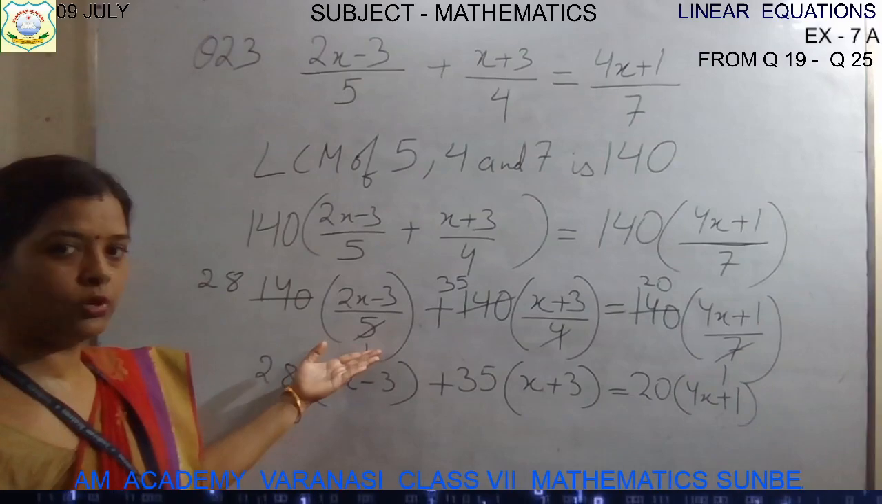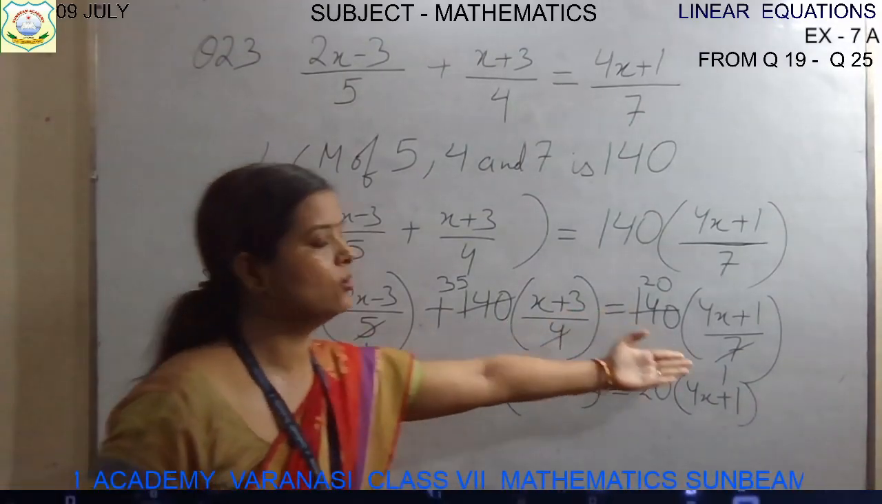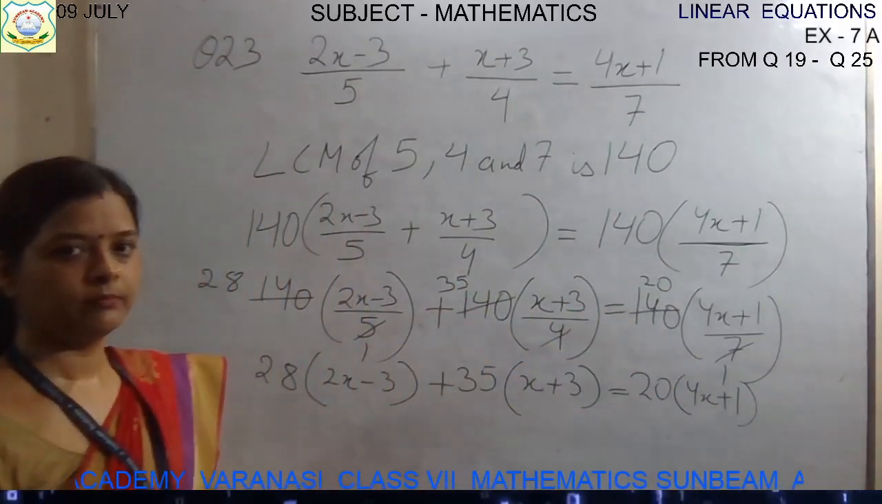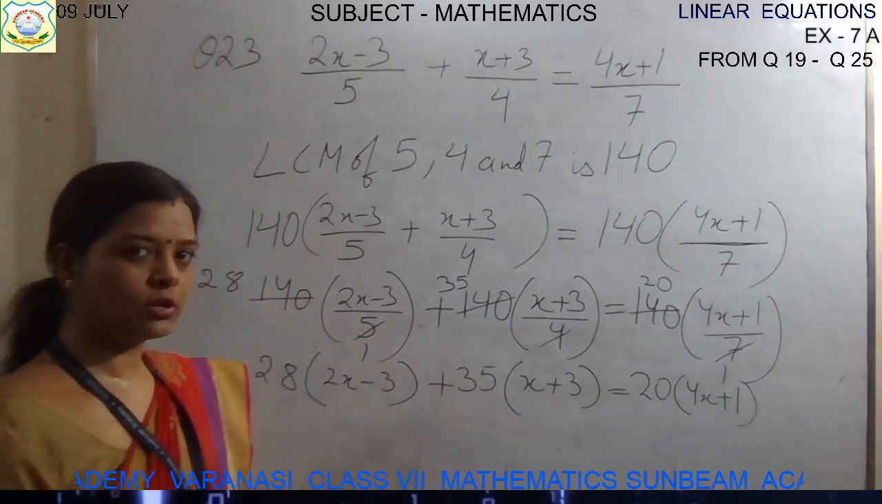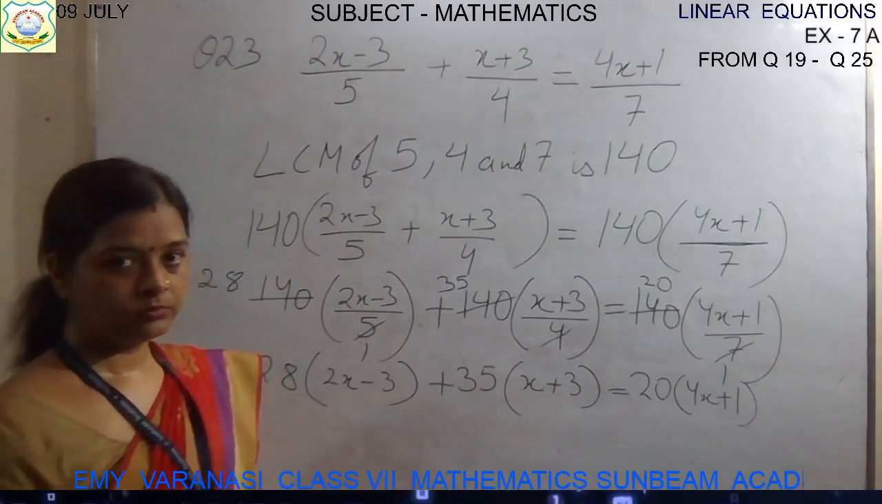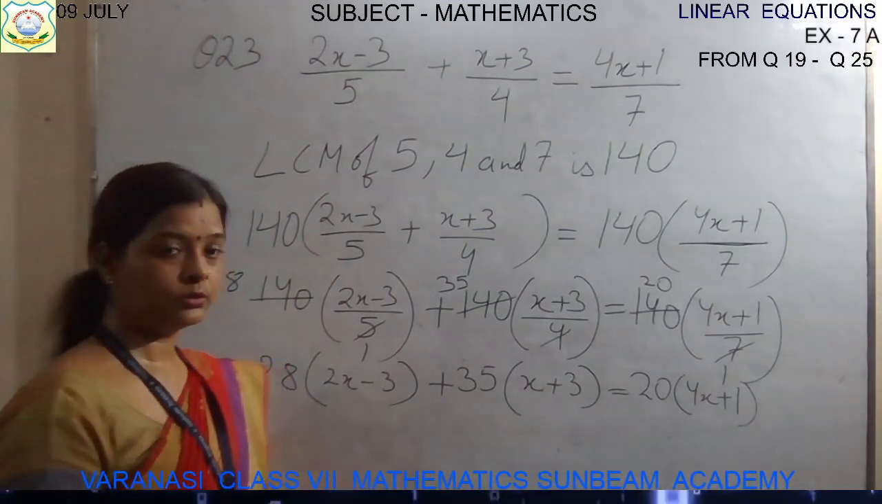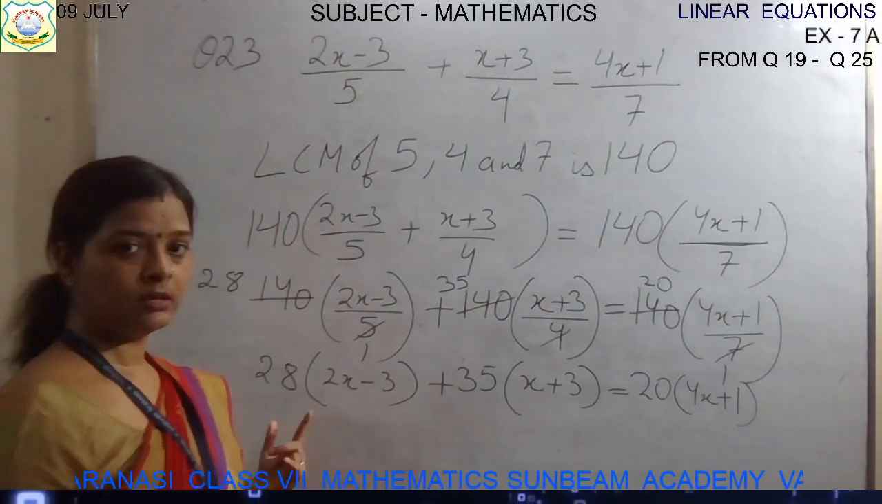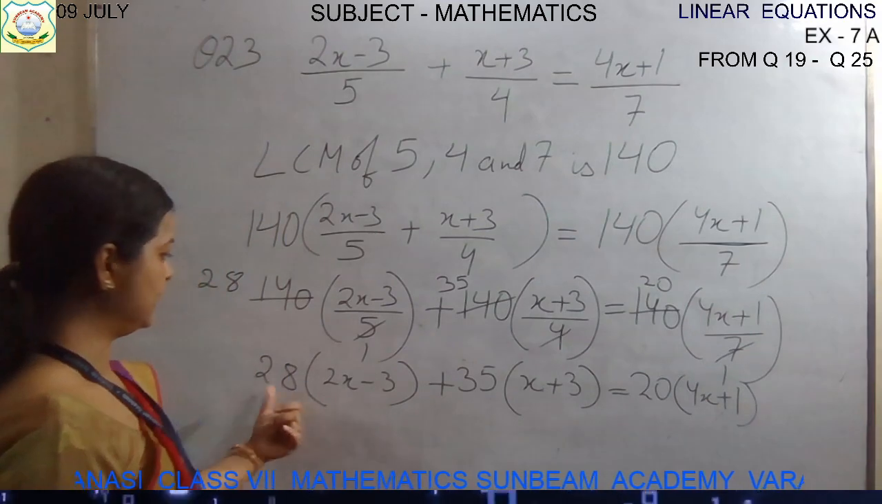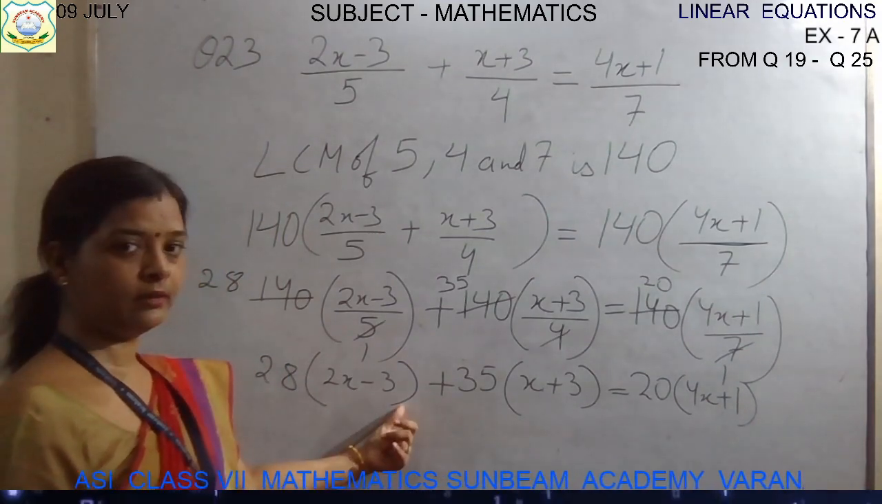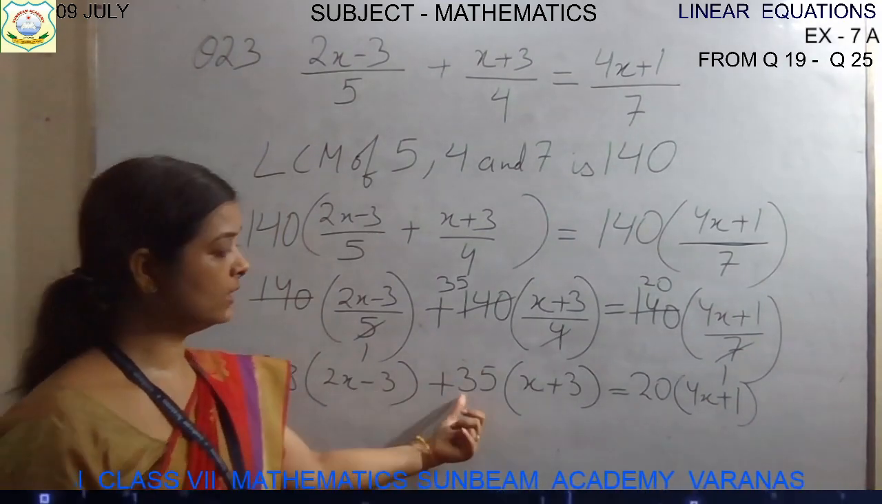Now see, there is no denominator. All the denominators are now cancelled out because we have taken the lowest common multiple. Now let's solve it. I am going to erase my board and you will quickly solve it in your copy, children. How to multiply this? 28 into 2, 28 into 3. Tell me, what will come?